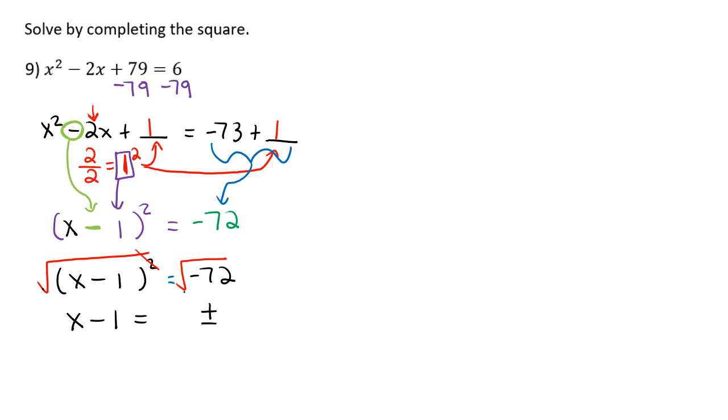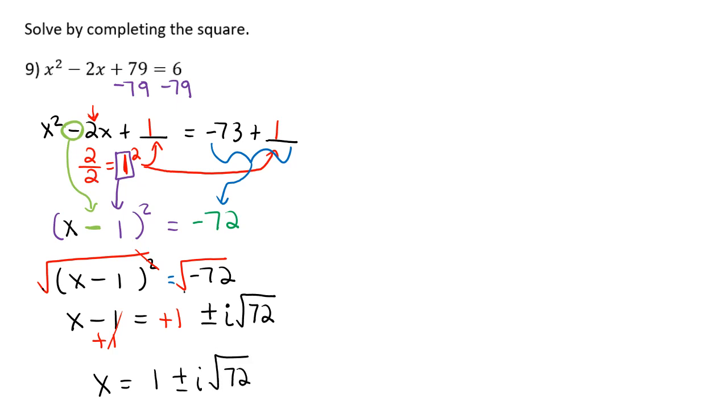Now this time you see we have a negative inside the square root, which means we're going to bring an i into our problem and make that a positive 72. Once again, if you have a negative inside the square root, that means you have an imaginary number, and we represent that with an i instead of the negative sign inside the square root. Now we're going to get x by itself by adding the 1 over. So now our final answer is going to be x equals 1 plus and minus i square root 72.